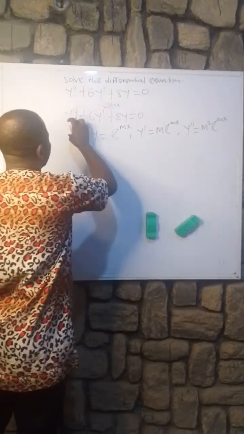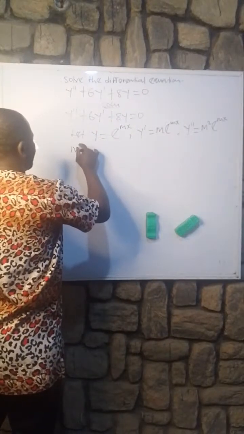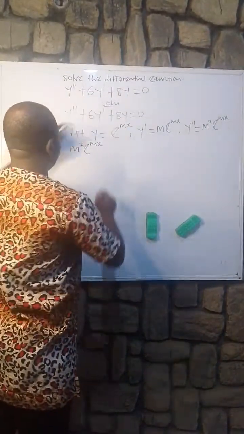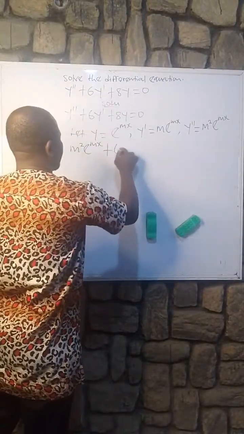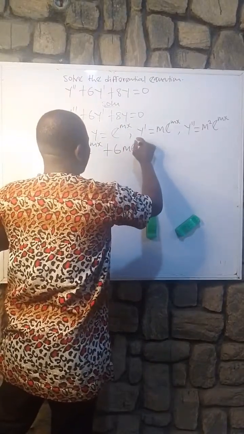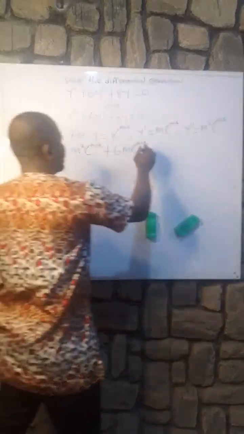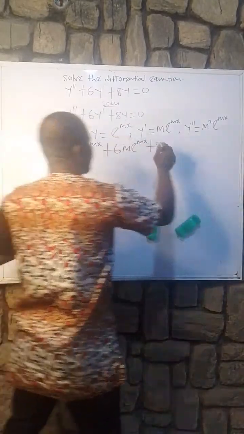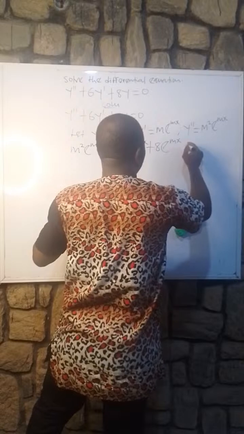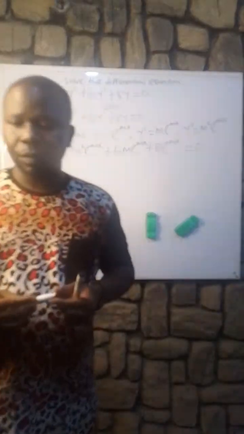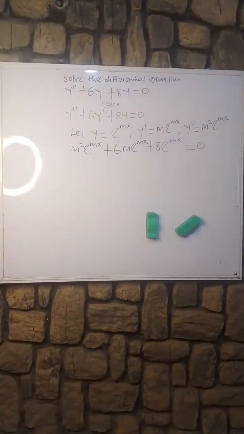So here, instead of y double prime, we write m squared exponential mx, true or false? Then plus 6 times y prime, which is m exponential mx, plus 8 times y, and y is this exponential mx, true or false? Which is equal to 0. So you don't need a prophet to tell you already you are close to the solution of the differential equation.